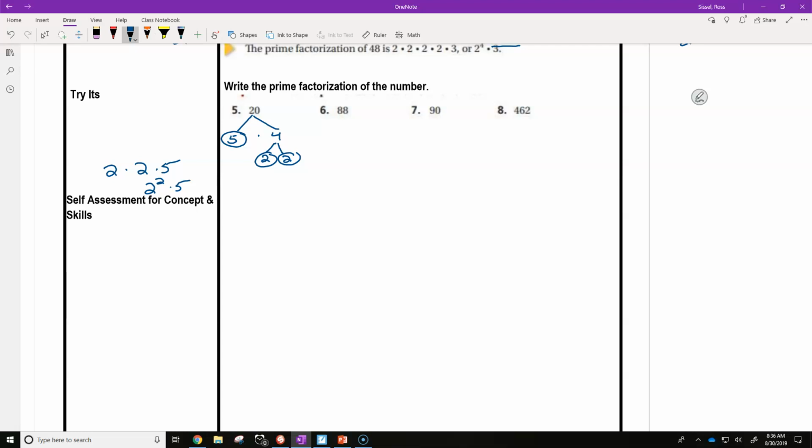I never. That's okay. I saw a lot of people going through them. All right, what'd you do for 88? If you did, follow along. I did 11 and 8. Okay? And then for the 8, I did 4, and then I did 2. And 11 is prime. So what would be your final answer?